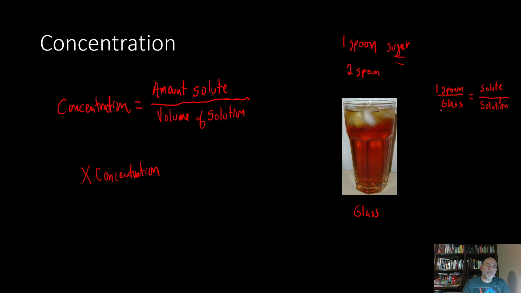Okay. What happens if I put 3 spoons instead? Not 1 spoon, not 2, but we put 3 spoons. Then it would be 3 spoons per glass, and we've tripled that concentration.